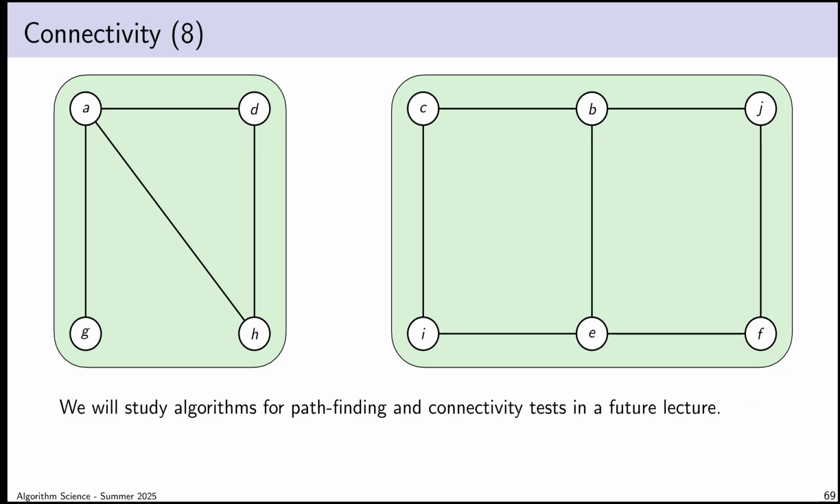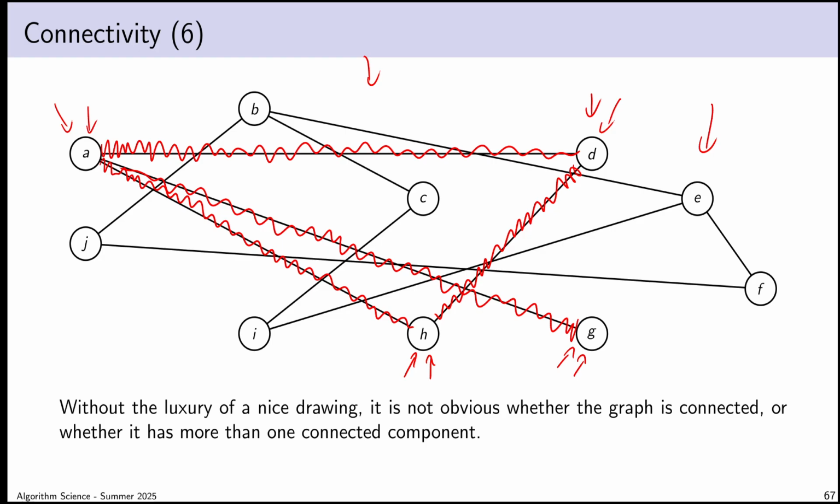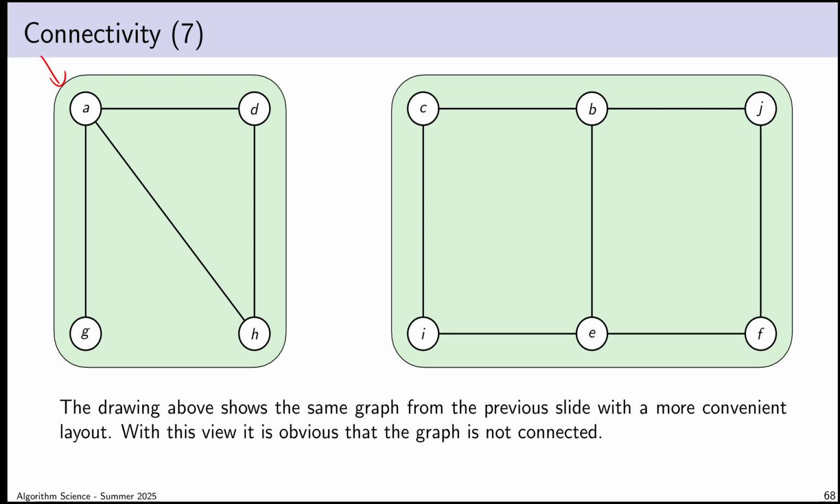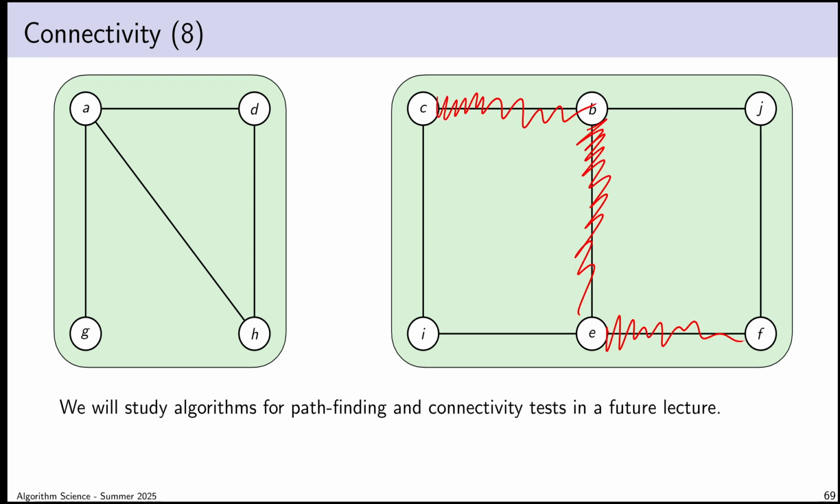The drawing does a lot of work for us, and we should be grateful to have nice drawings. And we're going to study algorithms to find paths and test connectivity. Because, of course, with a nice drawing, if I want a path from C to F, I can just color it right in. But if I have the ugly drawing, finding a path from C to F, it would be very easy to get lost if I just try wandering around in this representation. So we're going to study algorithms for pathfinding and testing connectivity and finding connected components in future lectures.